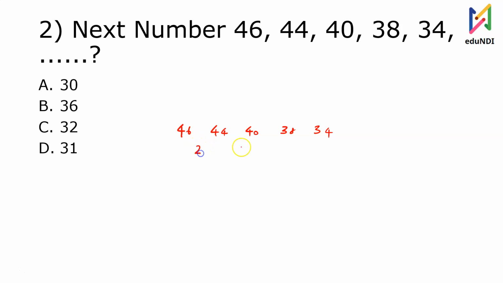46 minus 44 is 2. 44 minus 40 is 4. 40 minus 38 is 2. 38 minus 34 is 4. And now we have a pattern. This 2, 4 and 2, 4 is getting repeated. So more likely that this will also form 32 and another 4, 28. Okay, these will be the next two numbers. So the answer is 32. Are you getting it?